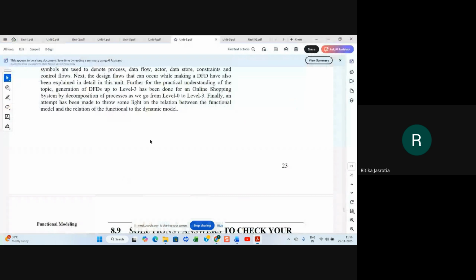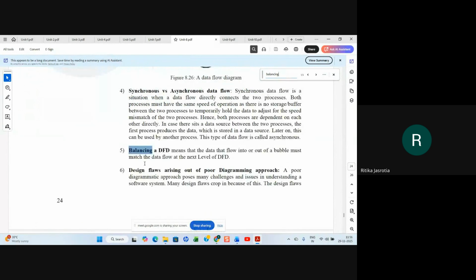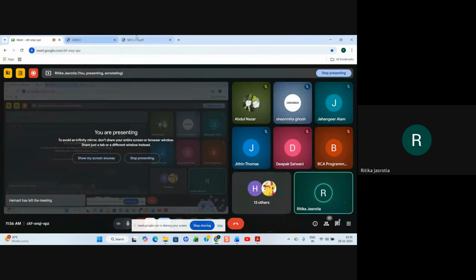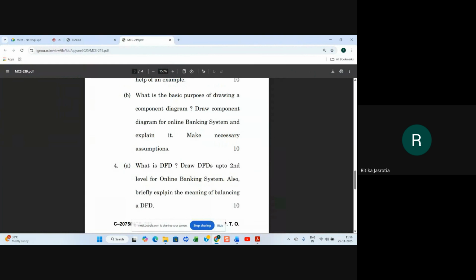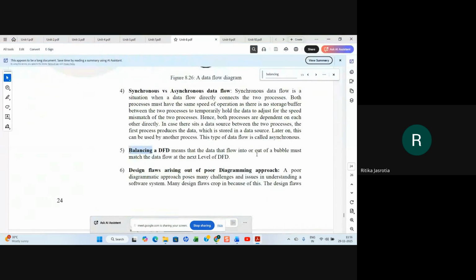Sorry. I'm just finding out. So balancing a DFD means that the data that flow into or out of a bubble must match the data flow at the next level of the DFD. That is what balancing means. So they were asking you a question, that also briefly explain the meaning of balancing a DFD. Balancing a DFD means that the data that flow into or out of a bubble must match the data flow at the next level of the DFD.